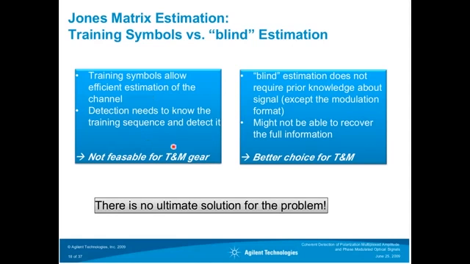On the other hand, you could do blind channel estimation. It does not require prior knowledge about the signal. All you need to know is the modulation format. It might not be possible to do a full recovery of the information, but we figured that this is probably the better choice for a test measurement instrument. But bottom line is really there is no ultimate solution for the problem as of today.